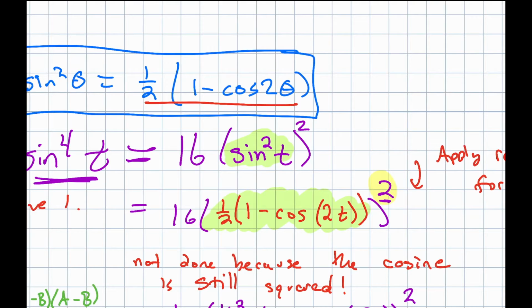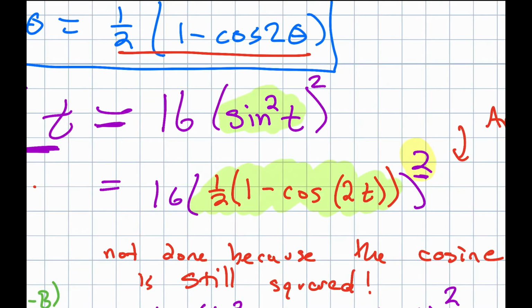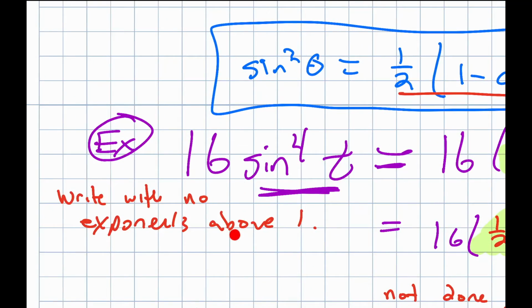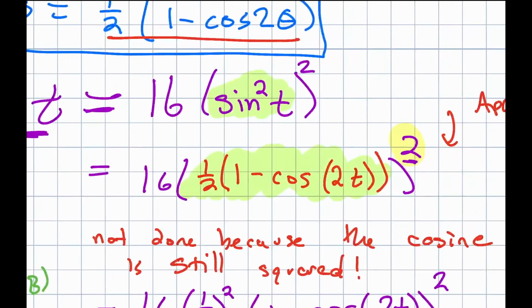Now, you might think you're done here because we were done after this step on the previous problem, but you're not. Even though this is cosine to the first, and we're trying to write with no exponents above 1, there really is a cosine squared here, because this entire thing is squared. So at some point, the cosine is going to be squared. This is not actually a 1 exponent, even though it looks like it because of this power 2 here.